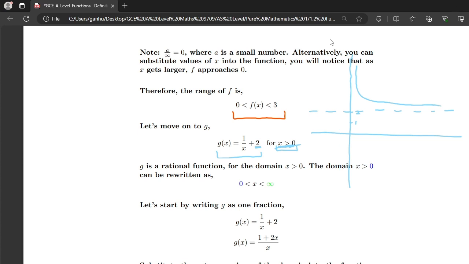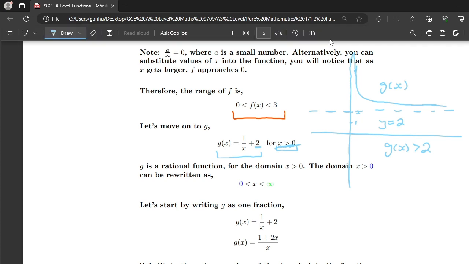As you can tell here, the line y equals 2 is an asymptote to the graph of g of x. So the graph is approaching y equals 2. It will never reach y equals 2. So that means that g of x is greater than 2. On this side, the y-axis is an asymptote to the graph of g of x, so it means that the graph will never meet the y-axis.